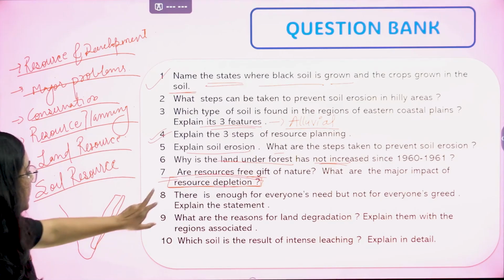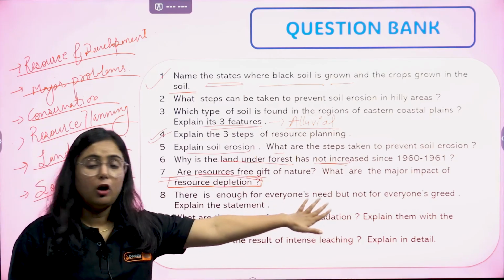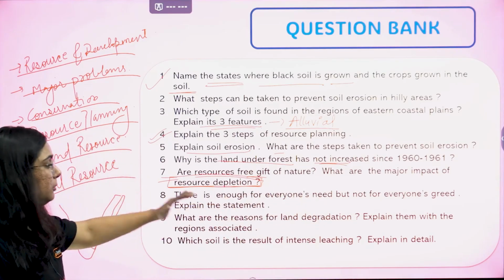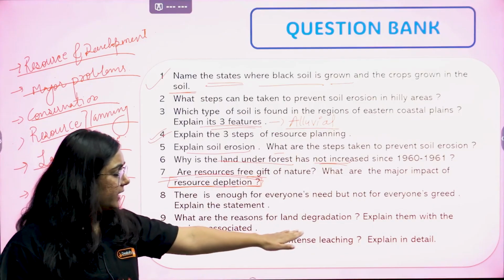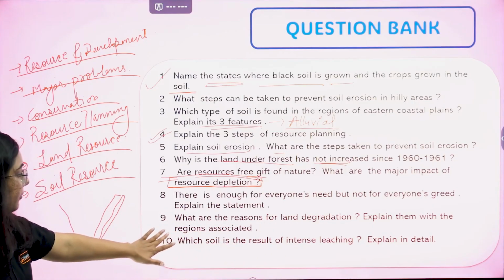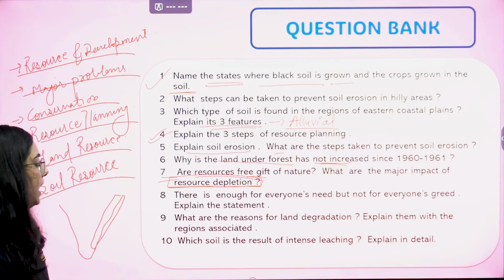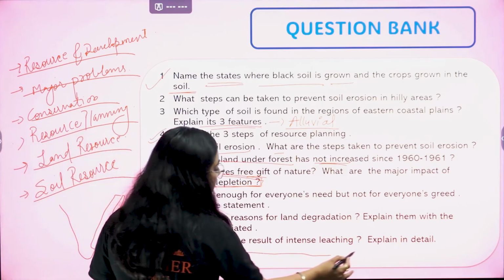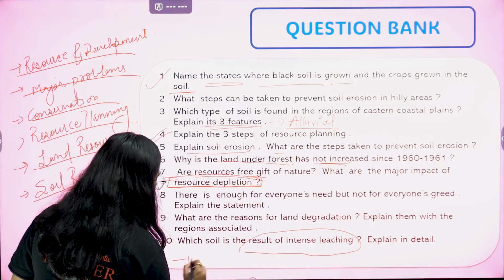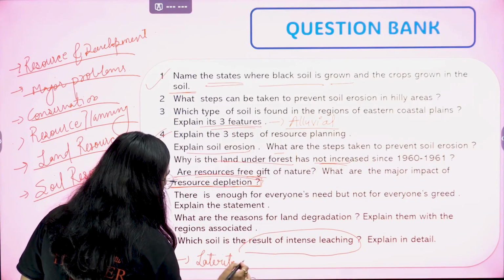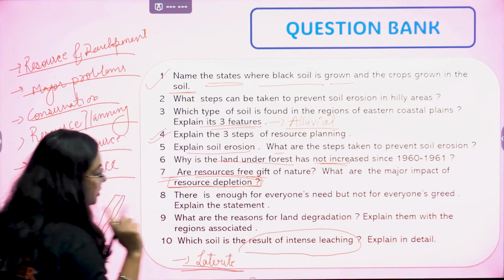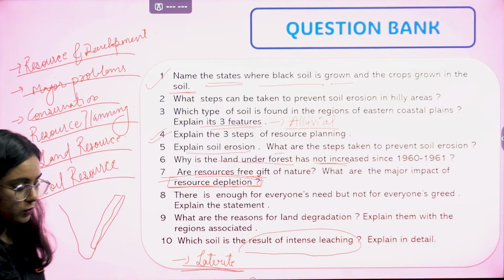There is enough for everyone's need but not for everyone's greed. This is the statement given by Mahatma Gandhi. Explain the statement. Reasons for land degradation. Explain them with the regions associated, and which soil is the result of intense leaching. The hint is laterite soil. I am giving the hint for the very first time. Next time I will show you questions with no hint, because I want you to solve them.